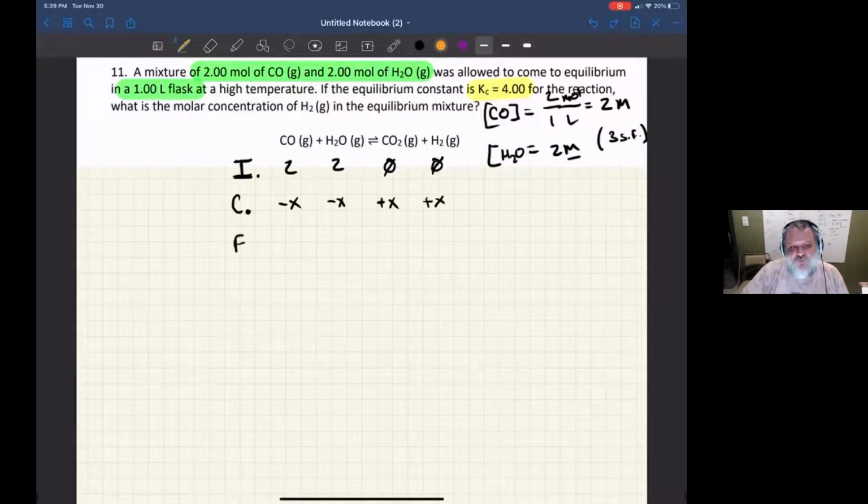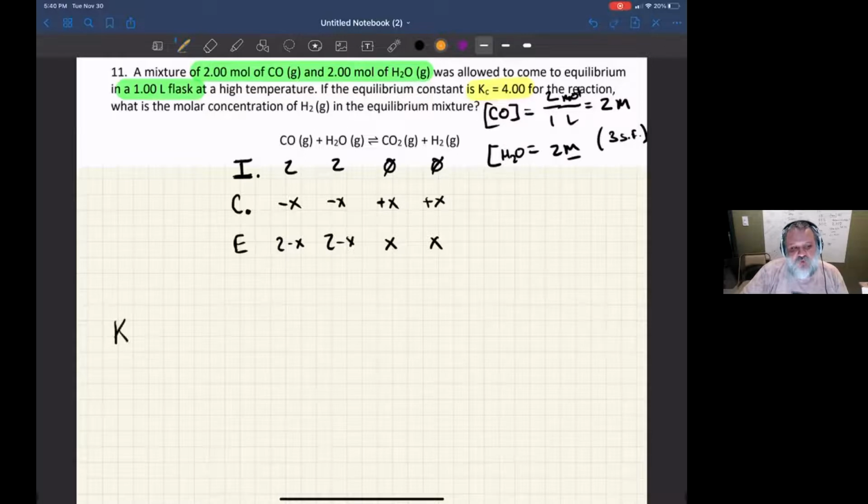What are the equilibrium concentrations? Well, how is CO going to change? It's going to start off with 2. It's going to reduce itself by X. H2O is going to start off at 2. It's going to reduce itself by X. CO2 is going to start off at 0, increase by X. So CO2 and H2 are just X.